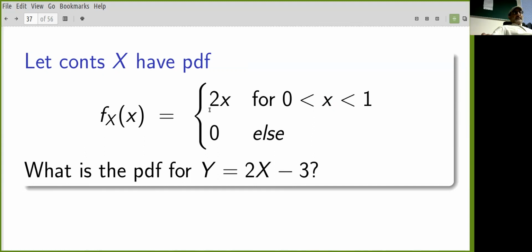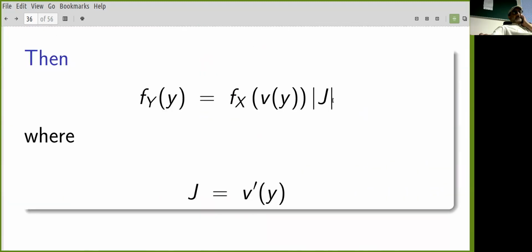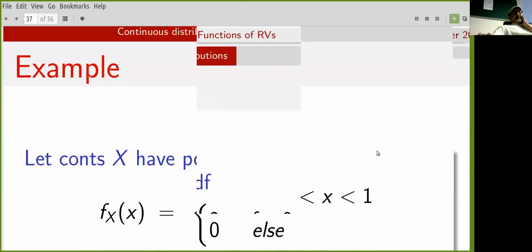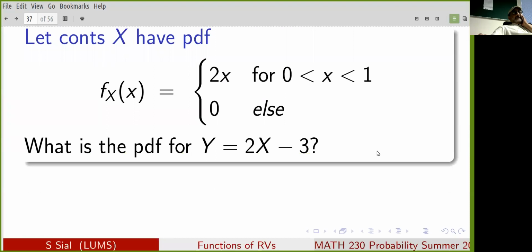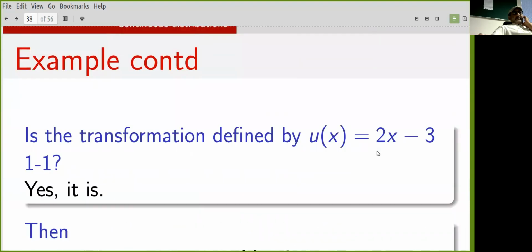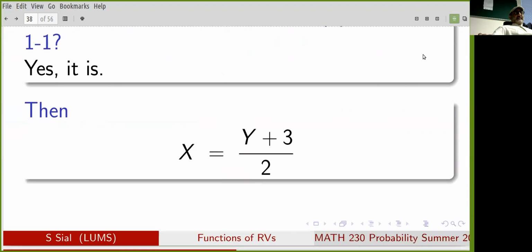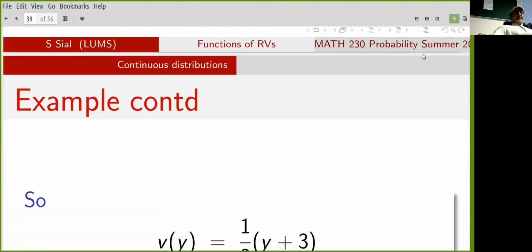And what's 2x? 2x is y minus 3. So 2x will be replaced by y minus 3, except that, remember, you also have to multiply by the absolute value of the derivative. So work out what the inverse function is, and then we'll see. Okay, so the transformation is defined by u of x equals 2x minus 3. That is 1-to-1. Then x is equal to y plus 3 over 2. So that's a transformation of y. That's the v that we're looking for.